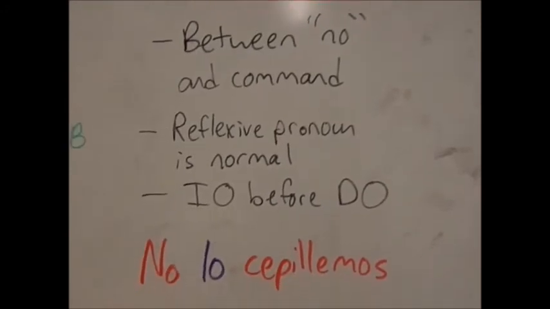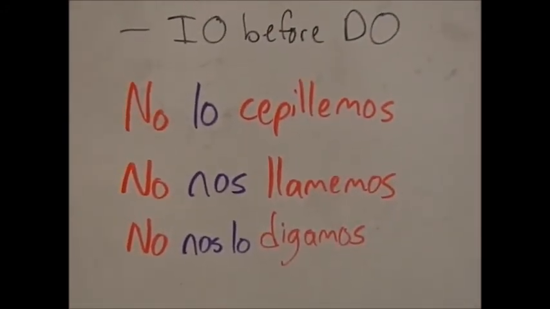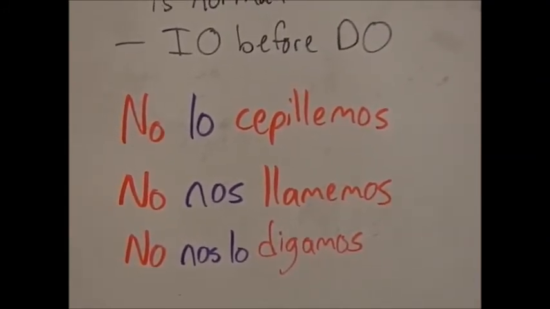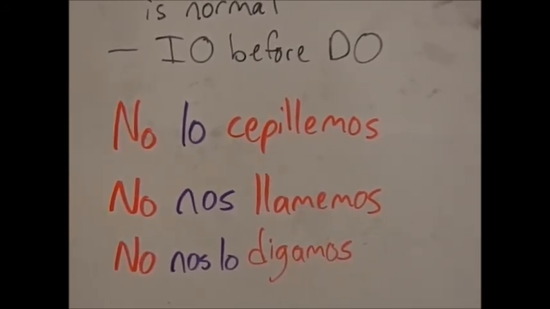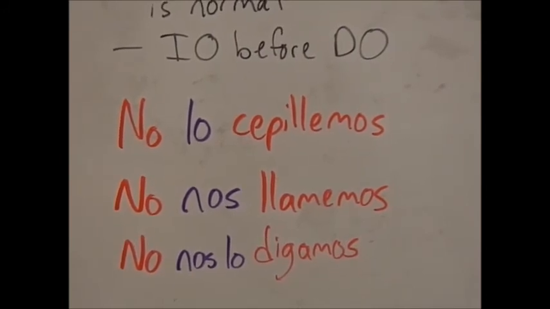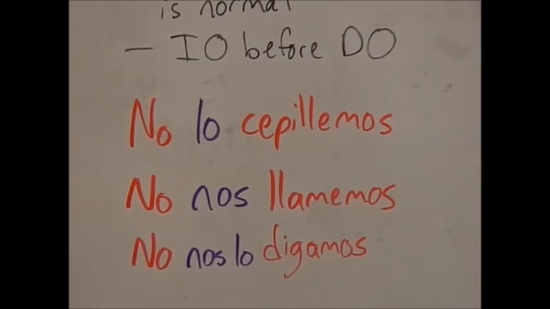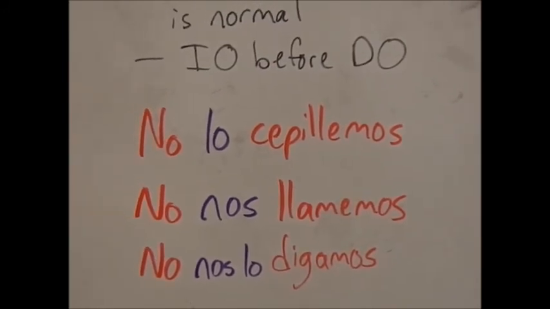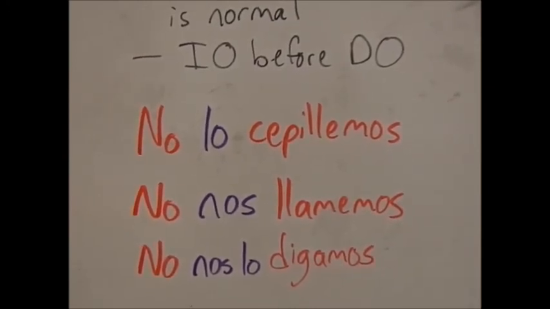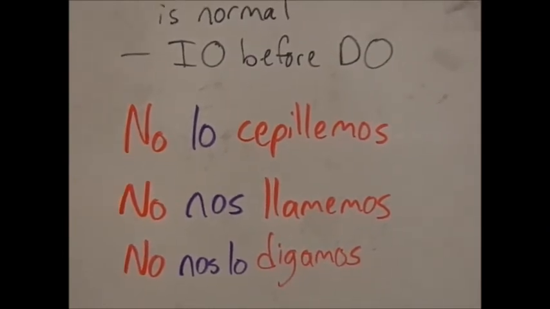Down here I have some examples. No lo cepillemos is let's not brush him, being a bunny or a friend, who knows. No nos llamemos is let's not call each other. Notice how nos is its own separate word, so we don't have to worry about taking away any s's. And finally we have no nos lo digamos, which is let's not tell it to each other. It is probably a secret. The indirect object pronoun comes before the direct object pronoun lo.